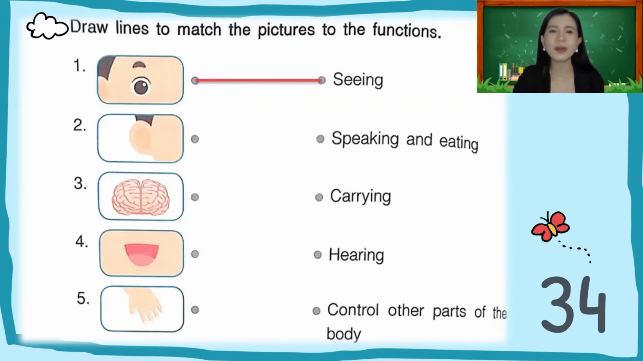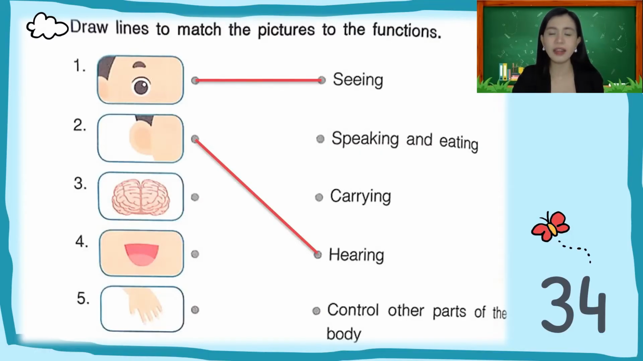Number 2, we have our ears, or ear because it's only one. So what is the function of the ear? Is it speaking, carrying, hearing, or control other parts of the body? What is your answer? It's hearing. Good job.